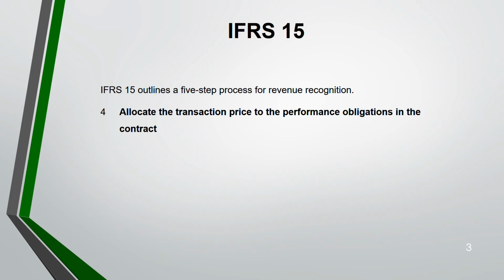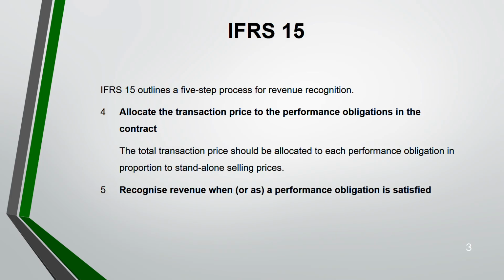Fourth, allocate the transaction price to the performance obligations in the contract. If there is more than one performance obligation, you have to allocate the transaction price between the performance obligations. And finally, you have to recognize revenue when you are satisfying the performance. You can satisfy the performance over a period of time or at a point in time. If you are satisfying over a period of time, you will recognize revenue over a period of time. And if it's at a point in time, you will recognize it at a point in time.